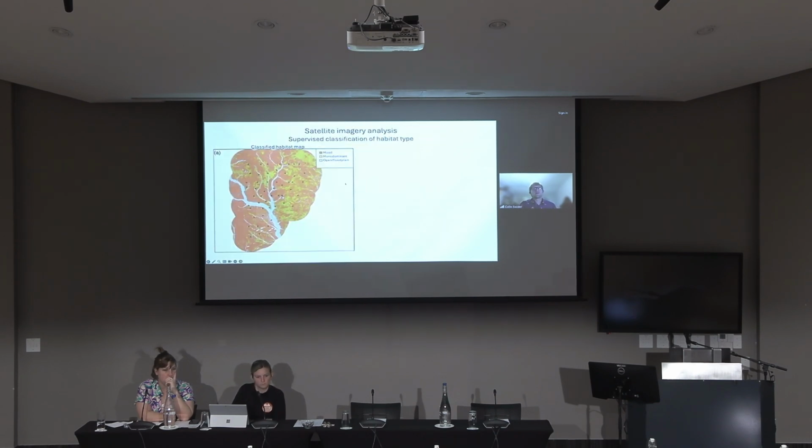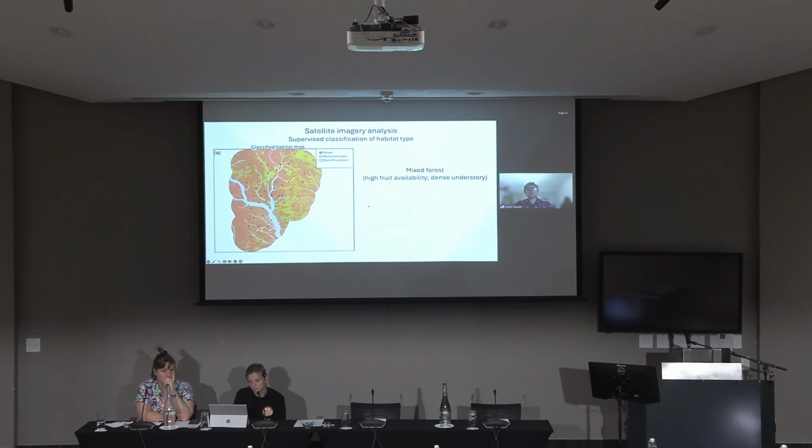I don't have time to go into many of the details, but essentially I used another form of remote sensing, satellite imagery analysis, to perform a supervised classification of habitat type across the entire study area. So again, these black dots are the recorder locations. And I classified each 30 meter by 30 meter pixel of area into one of three habitats.